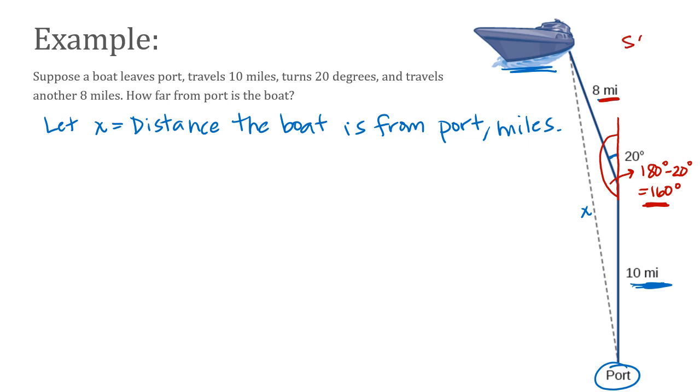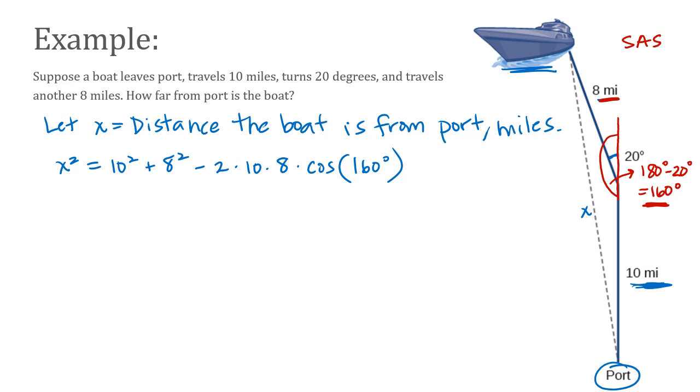So we have a side-angle-side triangle, and so we're going to use the law of cosines to solve. We want to find x, so I'm going to say that x to the second power is equal to, looking at the other two sides, 10 squared plus 8 squared minus 2 times 10 times 8 times the cosine of the angle that is across from that side of x, which we calculated as 160 degrees.